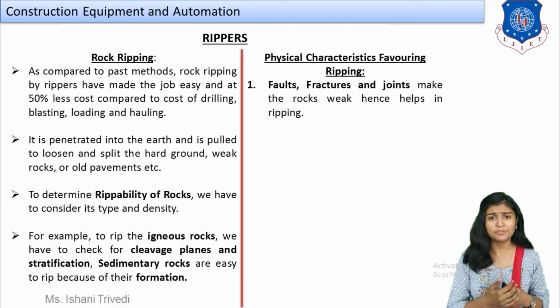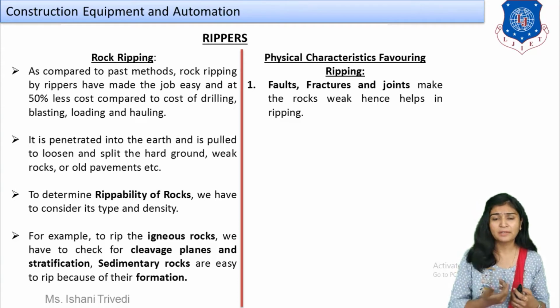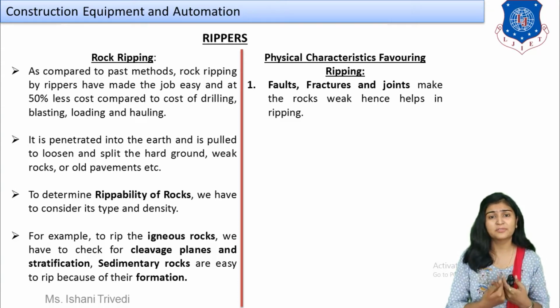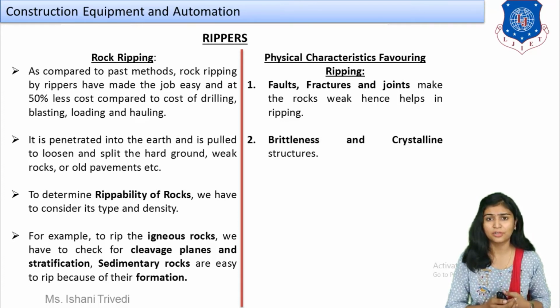The first we have is faults, fractures and joints. Now see students, these terms are related to mineralogy. These are the physical characteristics of rocks and minerals which you already know. I also talked about fractures when I was discussing igneous rock and its cleavage. If you have a rock which has a number of joints and fractures inside, then ultimately it is going to prove to be a weaker section of rock, and in such cases it becomes favorable for you to rip that rock off easily. Hence it favors the work of a ripper.